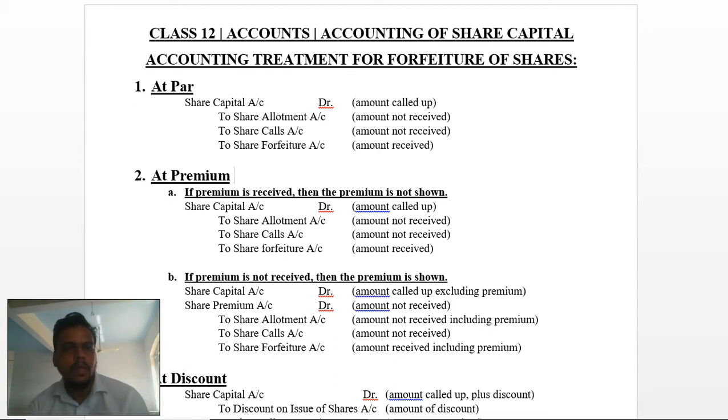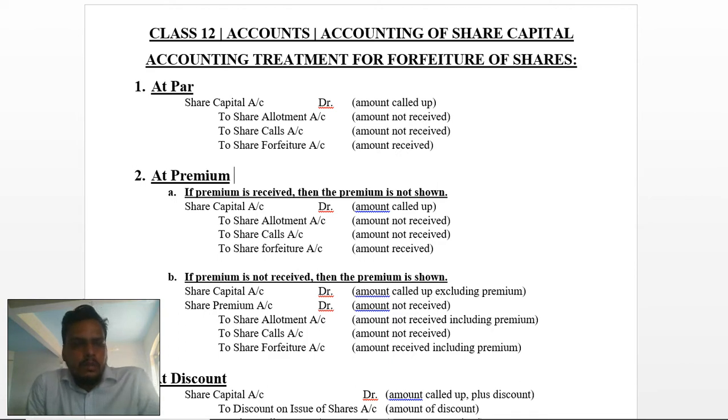So let's begin. At par for forfeiture, we have an entry known as share capital account debit to share allotment account, to share calls account, to share forfeiture. It is a basic entry for forfeiture. As you know, all the entries taught to you at application, allotment, then call in arrears, and then final call, and after that if someone doesn't pay the amount and the company decides to forfeit, then these entries are introduced.